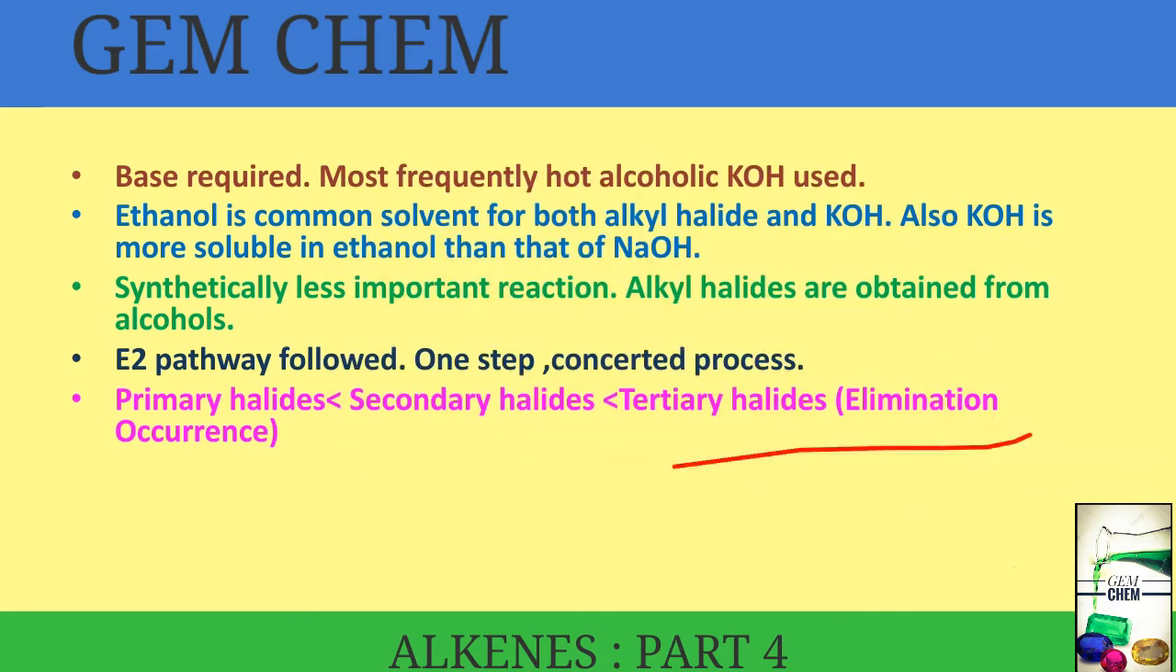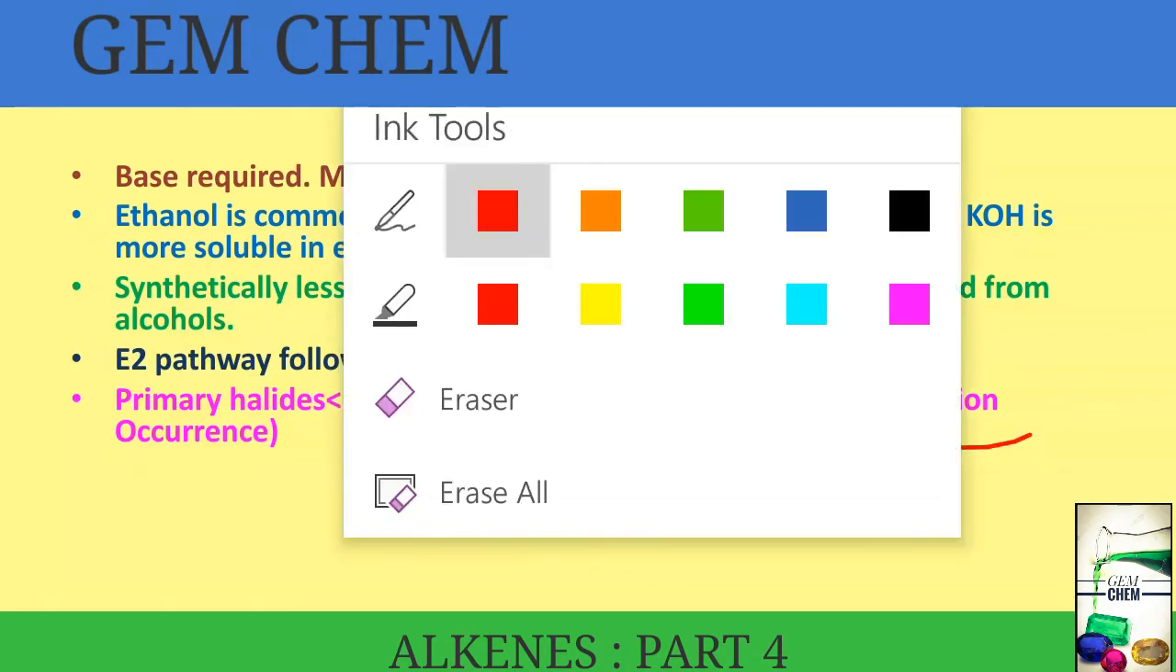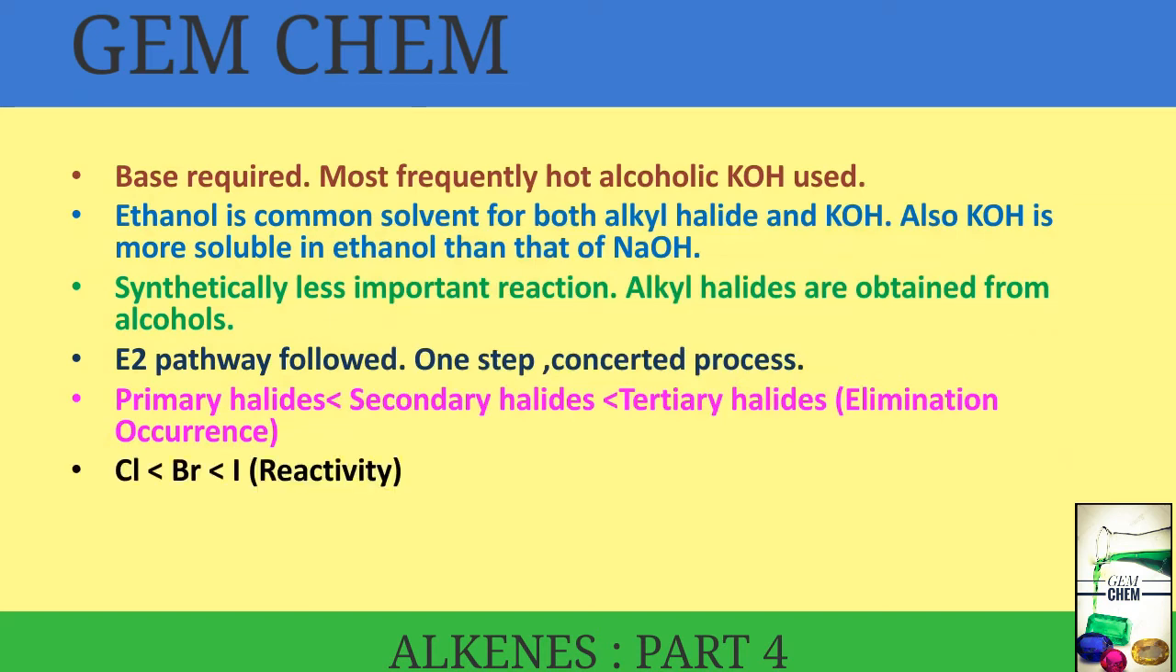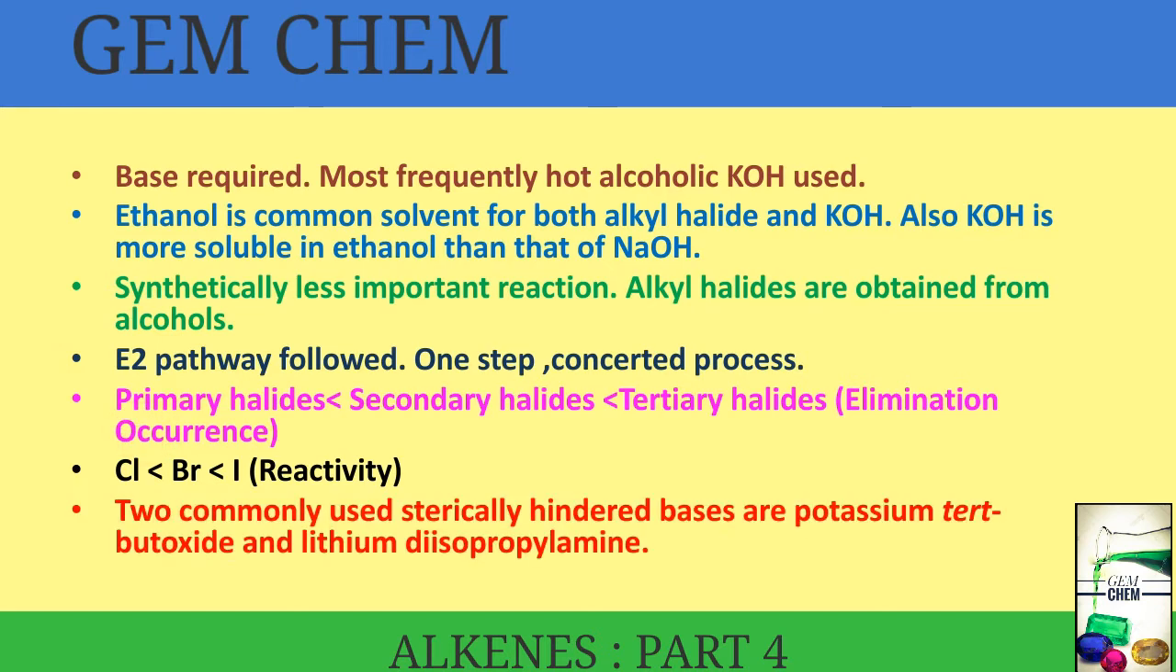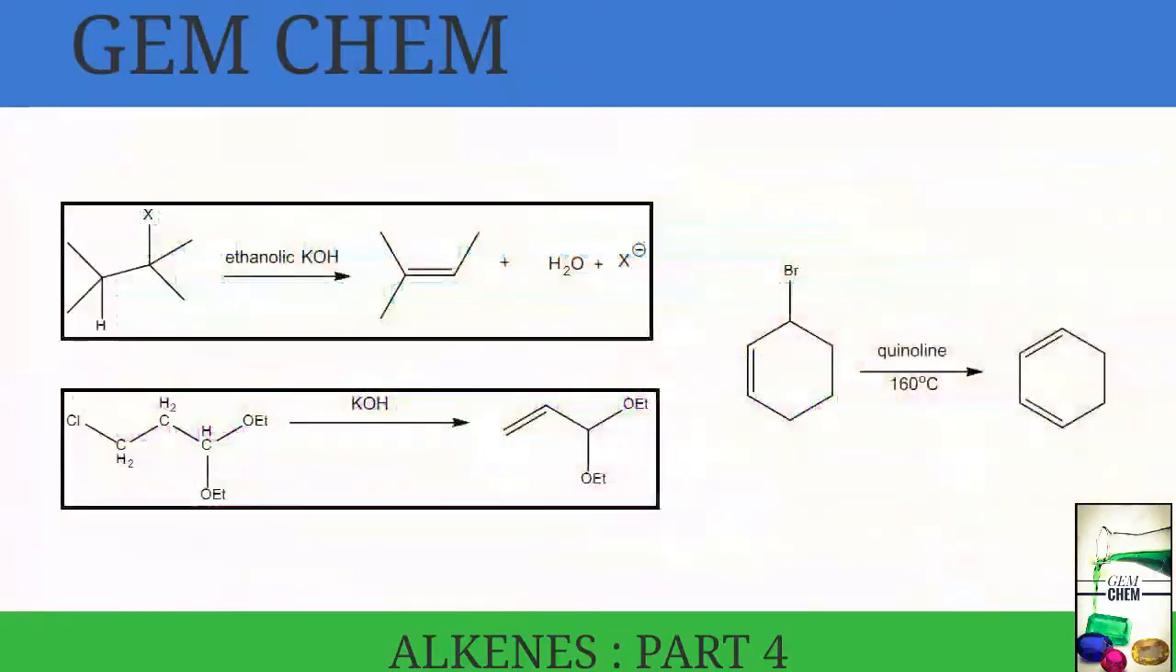Now see the next one: the reactivity of iodine is the most. Being bulky, it can easily get out of the molecule, being a good leaving group, whereas chlorine is the least. Two commonly used sterically hindered bases are potassium tertiary butoxide and lithium diisopropylamide. Now we will see the examples.